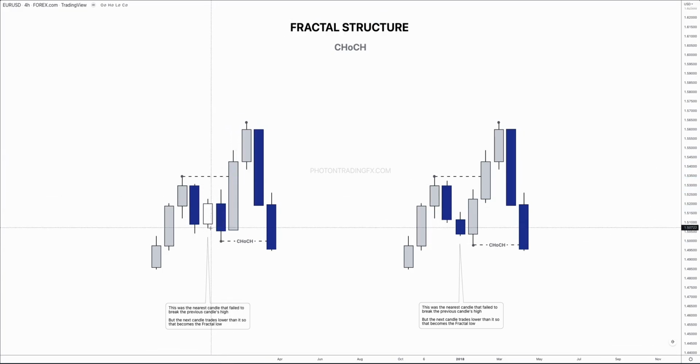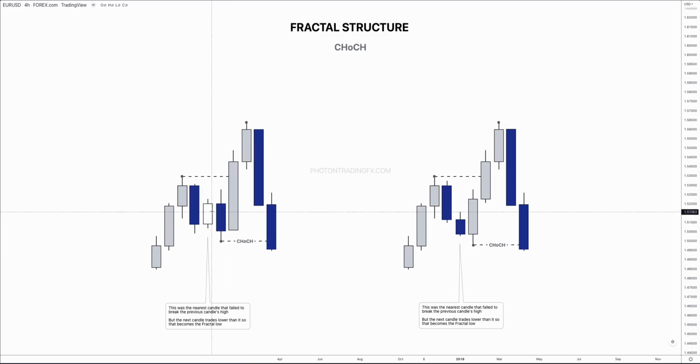So in these instances, when you find the nearest candle that failed to break the previous candle's high, but then the next candle trades lower, this is where it becomes our low and that's our true Choch line, okay? So that's just an instance in which you need to adjust it to the next candle. Obviously it doesn't make sense to have a line where price has already traded through it, okay?